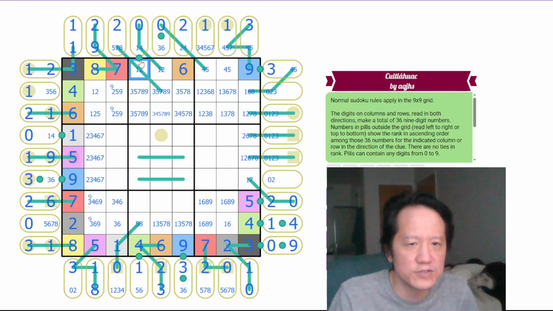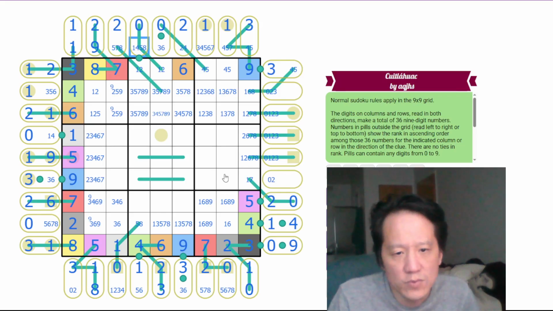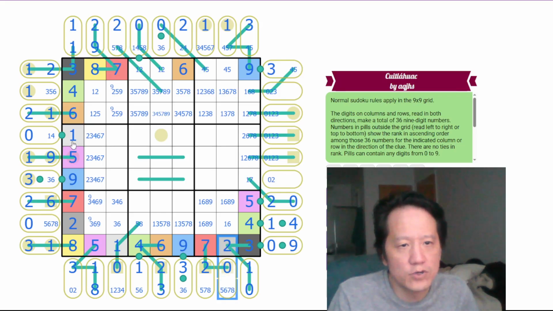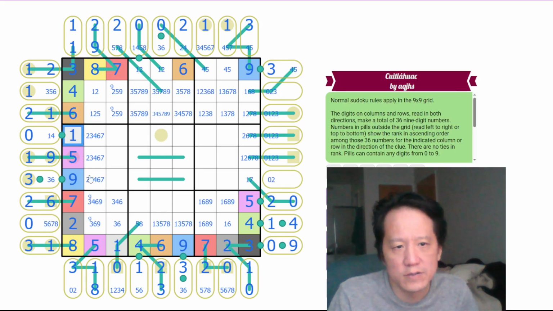So if this is 2, it could only be 5 or 8, and that works. All the ones. Okay, so this, well, the 1 doesn't have to be here. So, okay. That's 1 or 4. This is 1, 2, 3, or 4. The other one we don't know.